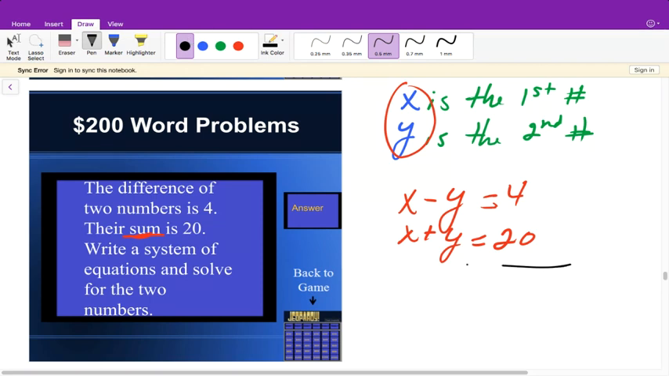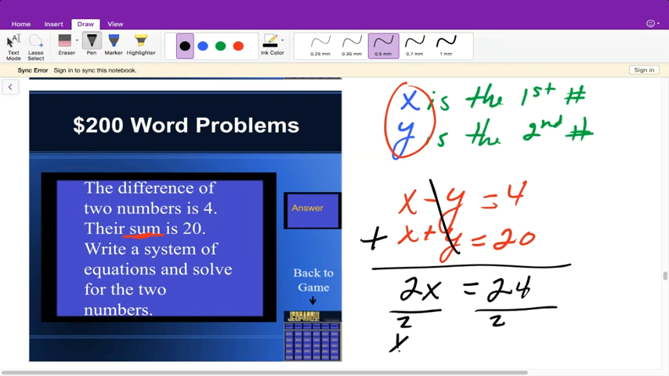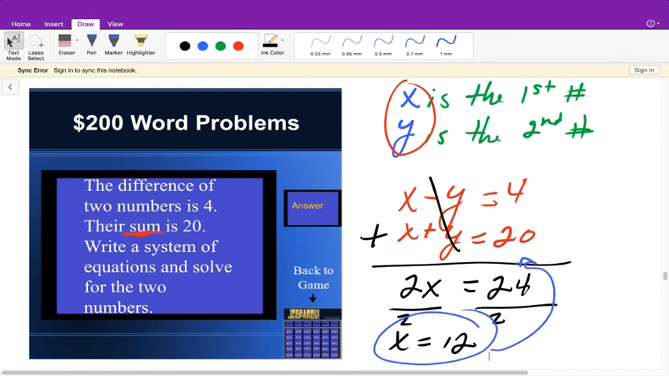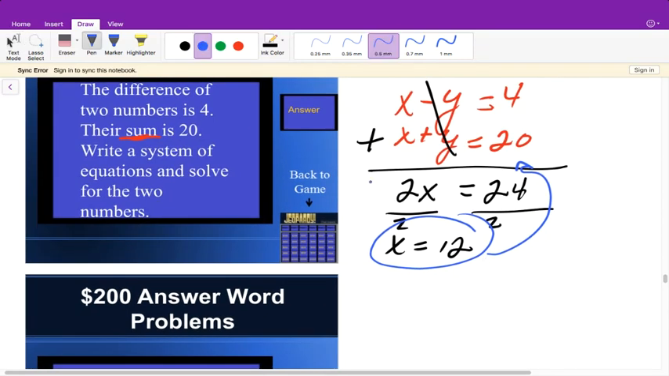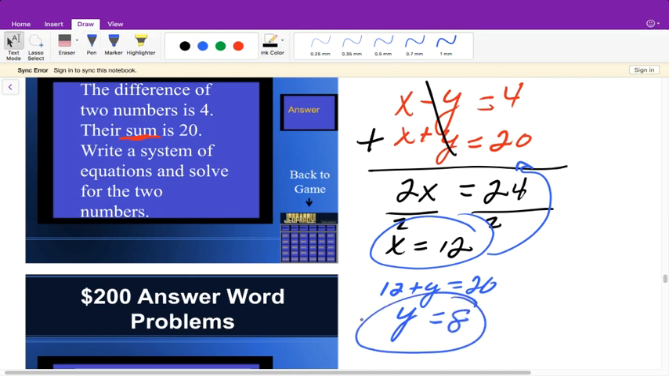This is set up for us to already use elimination because when we add down, we get 2x. Our y's will eliminate to 0, and it's set up for us easily to solve. Divide by 2, x is then equal to 12. Well, now that I know what x is, I can plug it in to solve for y. So here I will get 12 plus y is equal to 20. Subtract 12, y is equal to 8. So those will be your 2 answers.